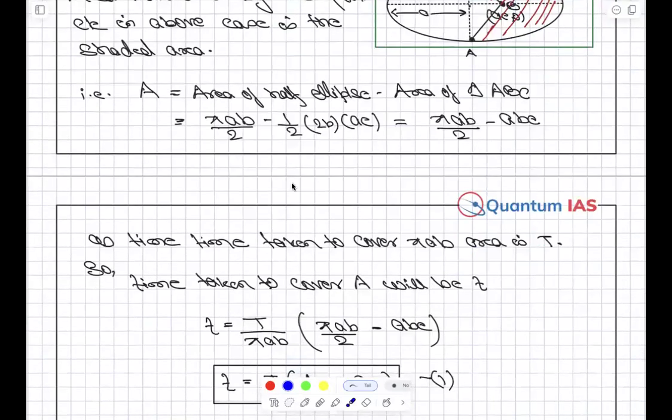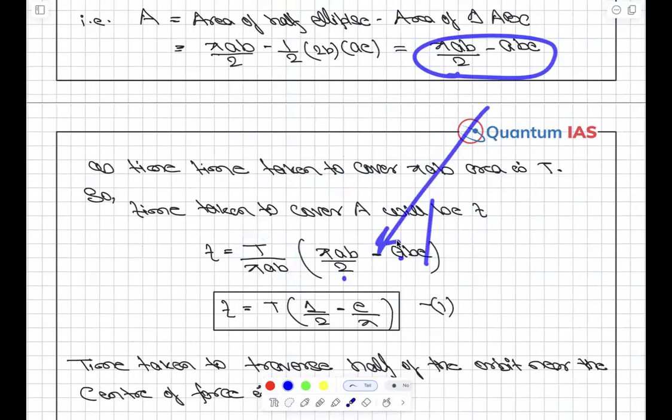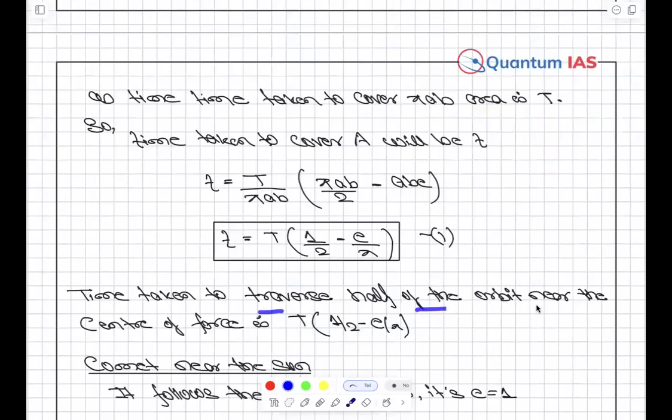We know that areal velocity is constant. So if it takes time T to complete πab, how much time will it take for one area? T by πab. So in this area, how much time will it take? T upon πab into (πab − abe), the area we found here. Just put it here, you will get t equals 1 by 2 (1 − e) by e. So time taken to traverse half of the orbit near the center of the force is this.